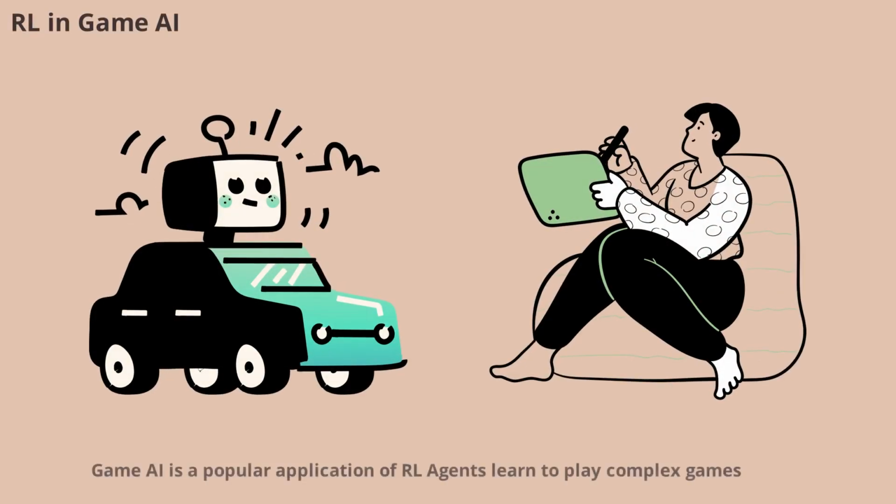Game AI is a popular application of RL. Agents learn to play complex games, from chess to real-time strategy games, often surpassing human experts. RL enables adaptive, challenging opponents and dynamic gameplay experiences.